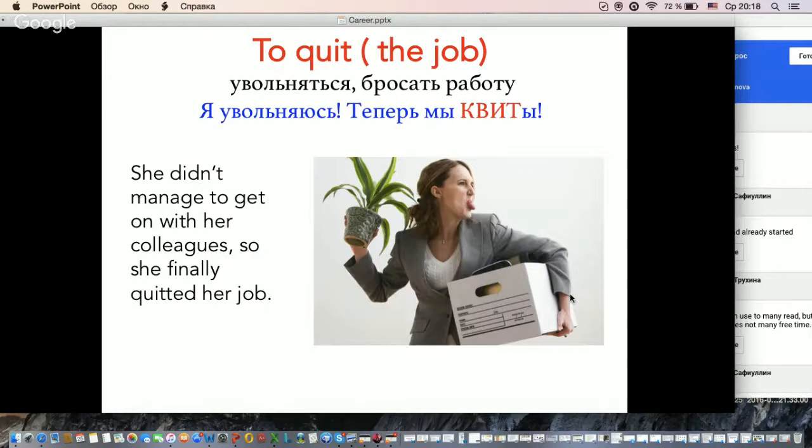To quit. So probably you can say to quit the job, but of course you can quit anything. You can quit, for example, smoking or drinking or any other bad habit. То есть увольняться, бросать работу или просто в значении бросать что-то, переставать что-то делать. Я увольняюсь, теперь мы квиты. She didn't manage to get on with her colleagues, so she finally quitted the job. Ей не удалось установить хорошие взаимоотношения со своими коллегами, поэтому в конце концов ей пришлось уволиться с работы.